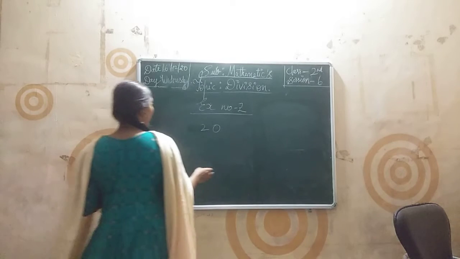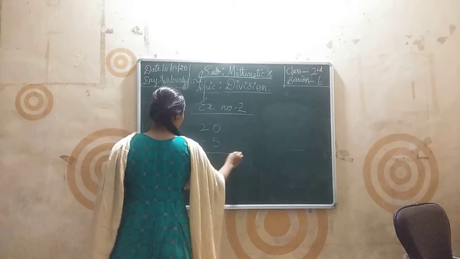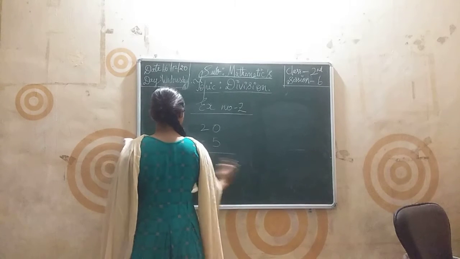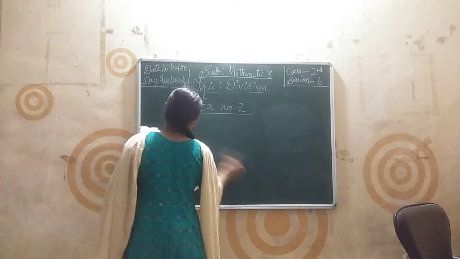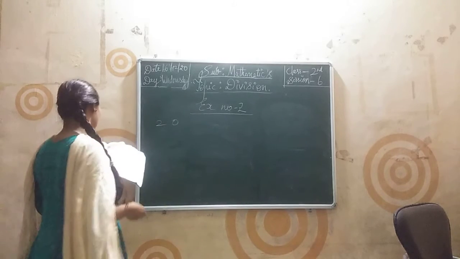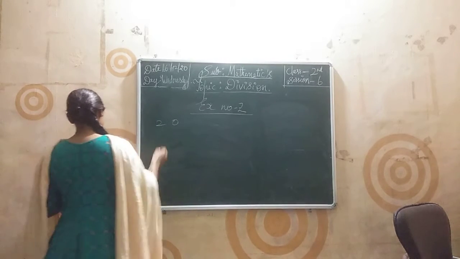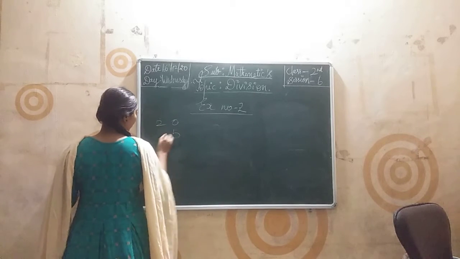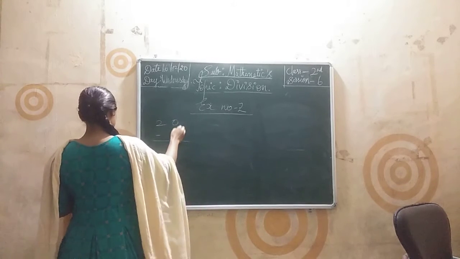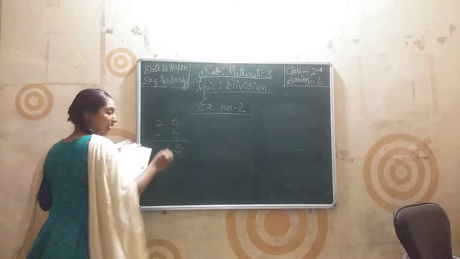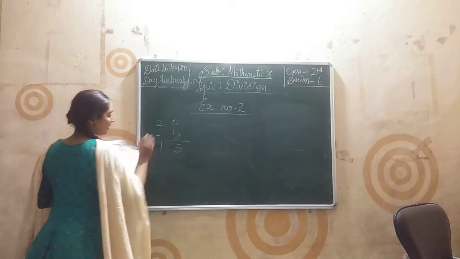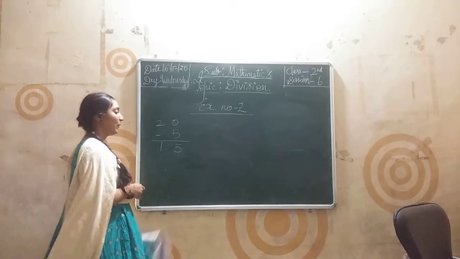So here there are a total of 20 sweets with Ritu. She gives 5 sweets to one friend, so that is 4 fives are 20. 20 minus 5 is 15.